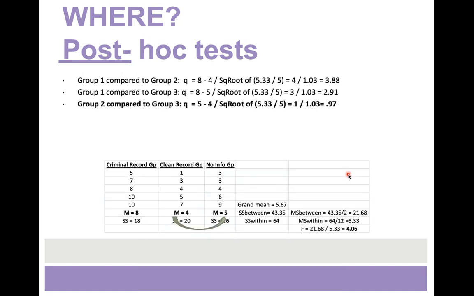Let's go back and think about group 1 was the criminal record group. Group 2 was the clean record group. So what this tells us is that having a criminal record increases the jury's opinion of guilt when compared to individuals that have a clean record. So what this test tells us is that juries are biased, essentially, right?